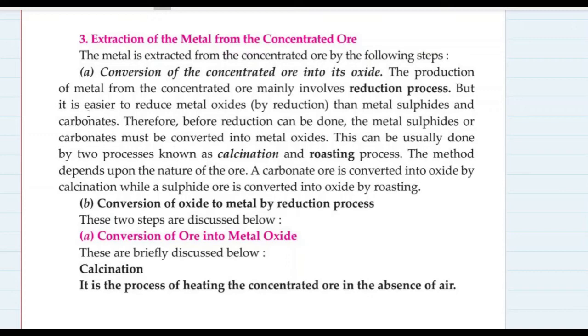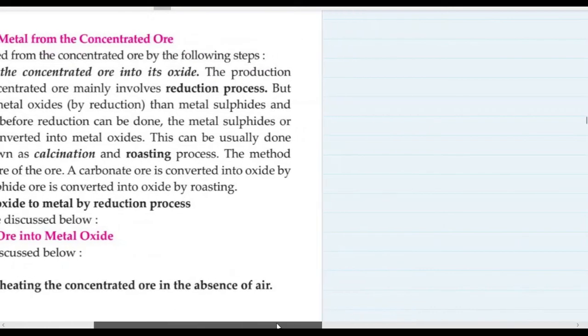Always remember, whatever ore that is, we must convert it into its oxide. The production of metal from the concentrated ore mainly involves a reduction process, but it is easier to reduce metallic oxides than metallic sulfides and carbonates. Therefore, before reduction can be done, the metal sulfides or carbonates must be converted into metal oxides. Okay, so let me give you a chart.